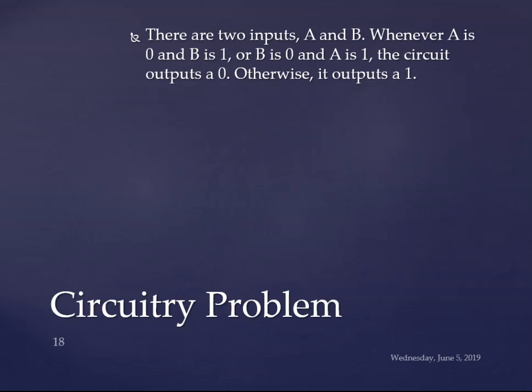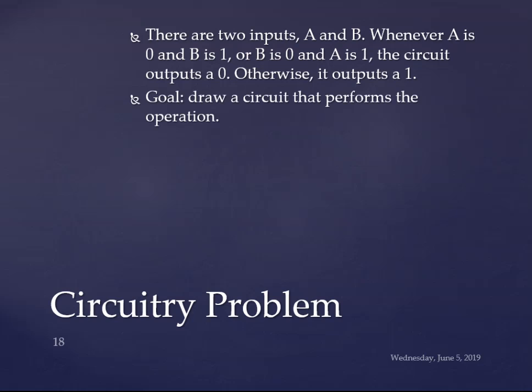All right, so here's a circuitry problem that we might encounter. We have two inputs, A and B, and whenever A is 0 or off and B is on, or B is off and A is on, the circuit outputs an off. Otherwise, it outputs an on. So what we're going to do is draw a circuit that performs the operation. That's what we want to do.